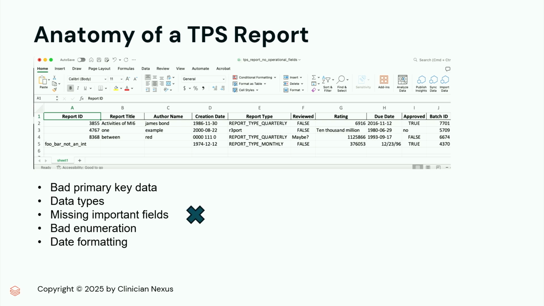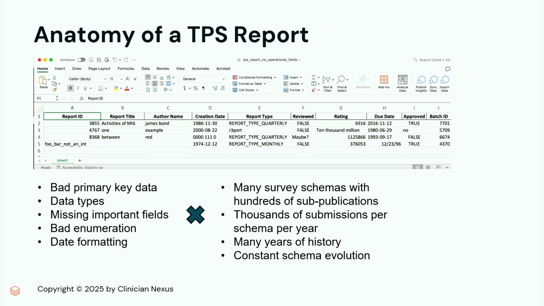So when you multiply this by the scale and complexity that we have to deal with, it is not a good time. So we have many different survey schemas that we send out and clients will send back to us. And for every one of those schemas, there can be up to hundreds of sub-publications. So you can imagine most of our clients aren't going to be interested in the median physician compensation overall. You might want to know the median heart surgeon annual cash compensation in the state of Georgia.